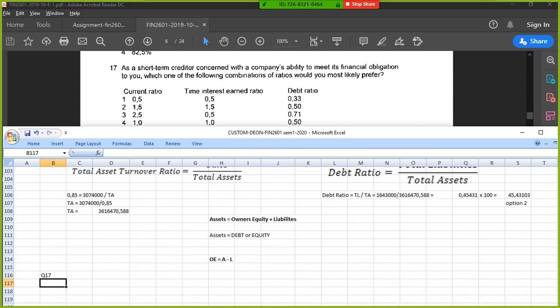As a short-term creditor concerned with a company's ability to meet its financial obligations, which one of the following combinations of ratios would you most likely prefer? So you've got options. If you were looking at doing business and you knew that a creditor had these ratios, which ratios would you prefer? Let's discuss current ratio generally and then look at the options. Do you want your creditor to have a higher or lower current ratio?